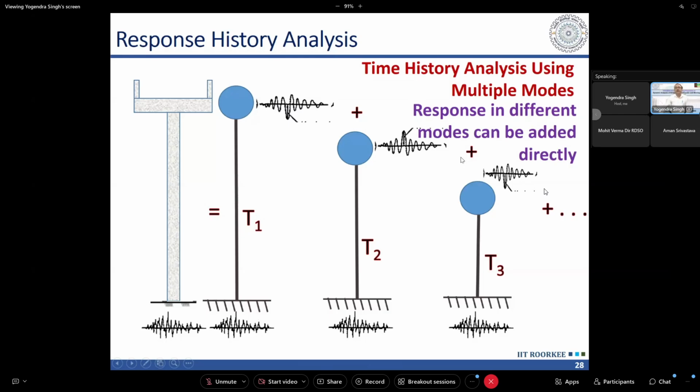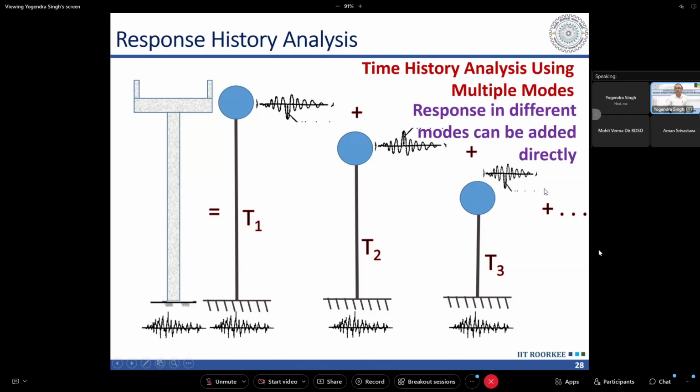And then we can simply add the response of these single degree of freedom systems multiplied by the corresponding mode shape. We have to keep in mind that the single degree of freedom system is going to give us response only at one point. But in the real building, we are expecting the response along all the degrees of freedom. So how will I get the response of different degrees of freedom corresponding to this mode? I have to multiply this response with the corresponding mode shape. Then I will get the response at all degrees of freedom corresponding to each mode, and then I can add that response in different modes to get the response of the structure.